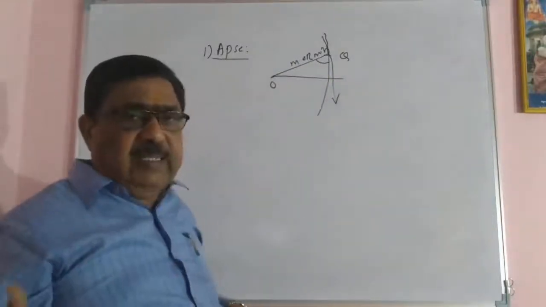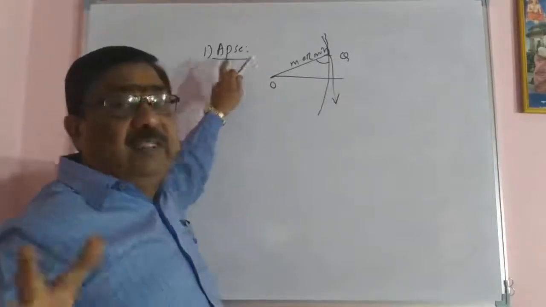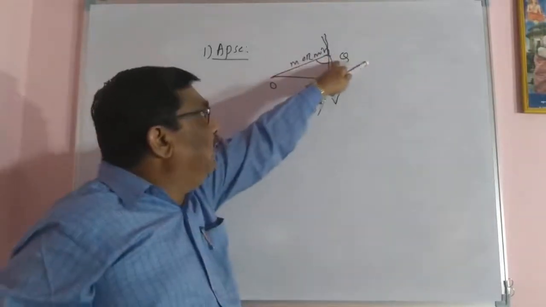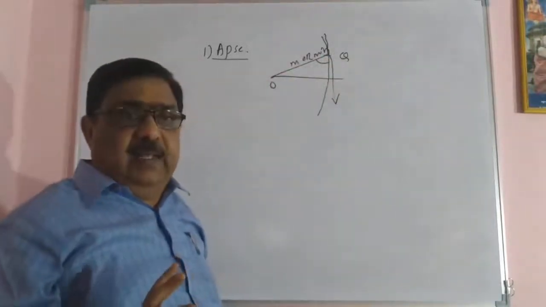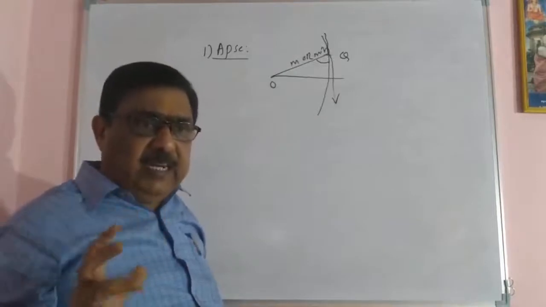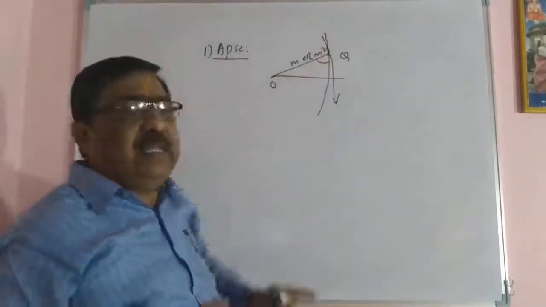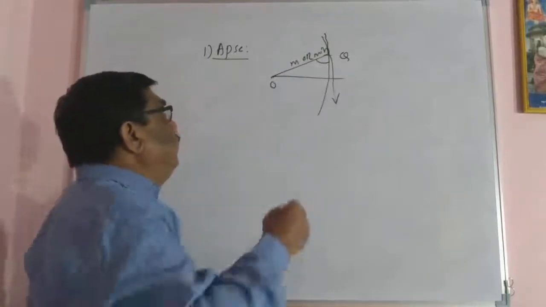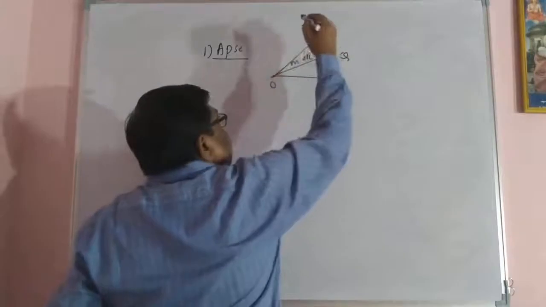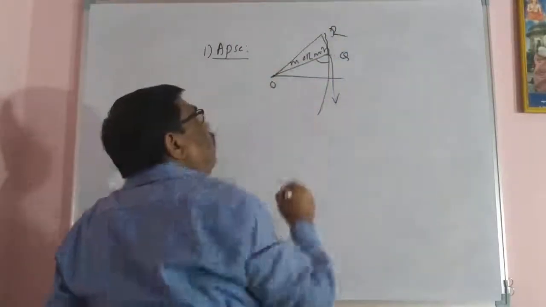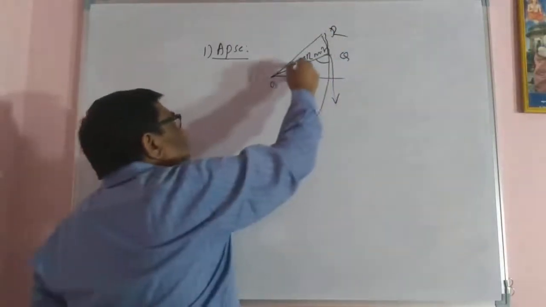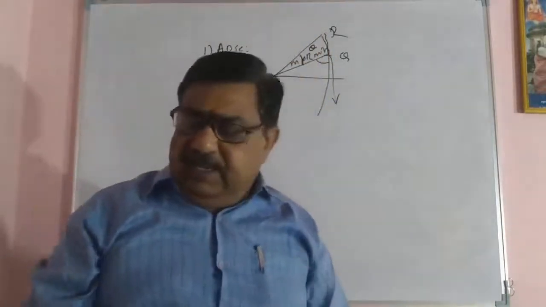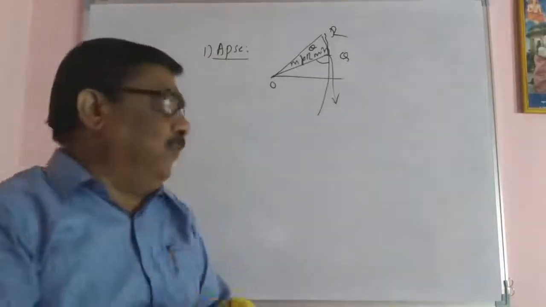The second definition is apsidal distance. What is apsidal distance? The distance between the center and the apse point is the apsidal distance. It is the distance measured from the center to that apse point. And the third one is apsidal angle. If there are two apse points, Q and R, then the angle between these two apsidal distances is the apsidal angle. These are the three definitions I would like to give you.